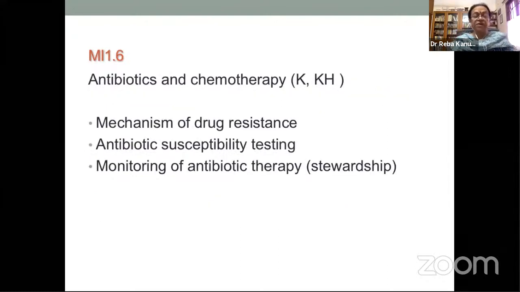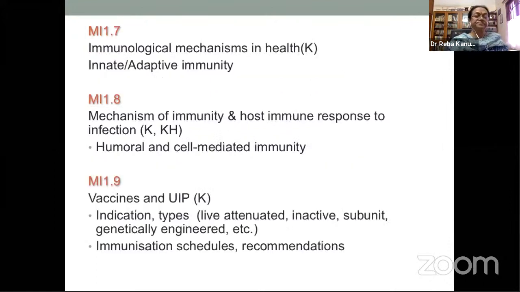Then we come to the next important thing in terms of patient care: antibiotics and chemotherapy. This is entirely knowledge-based, and the student should know how antibiotics act, how bacteria develop drug resistance, and how we look for antibiotic susceptibilities in the laboratory for patient treatment. That brings us to the other important aspect of antimicrobial resistance monitoring. It has gone out of proportion in terms of patient care. So at this point of time, we should orient the students towards monitoring of antibiotic therapy through antibiotic stewardship. Those topics can move forward into this particular domain.